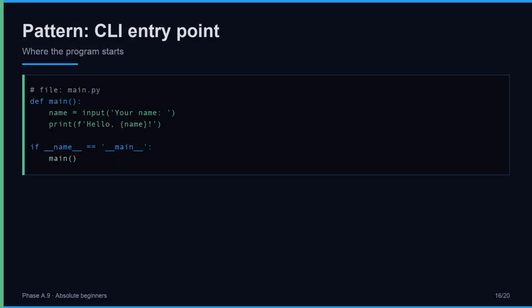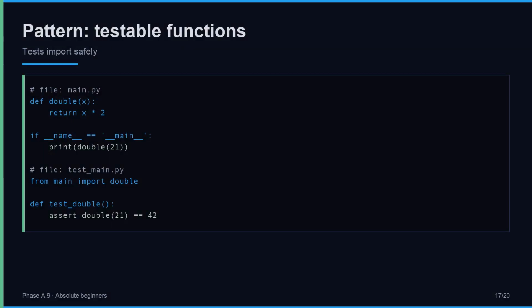A natural extension. Put your script work inside a function called main, and call it from under the __name__ main guard. Run the file directly and main runs. Import the file and main is available as a function but does not run. This is the standard shape for command line programs and for the entry points of packages. When you later wrap this with click or argparse, the main function is exactly the place you put the CLI logic. Where the program starts.